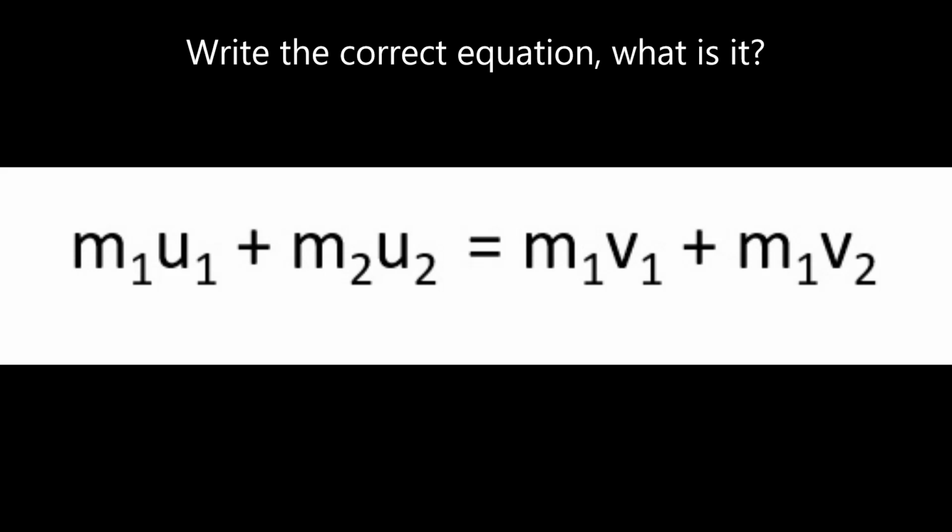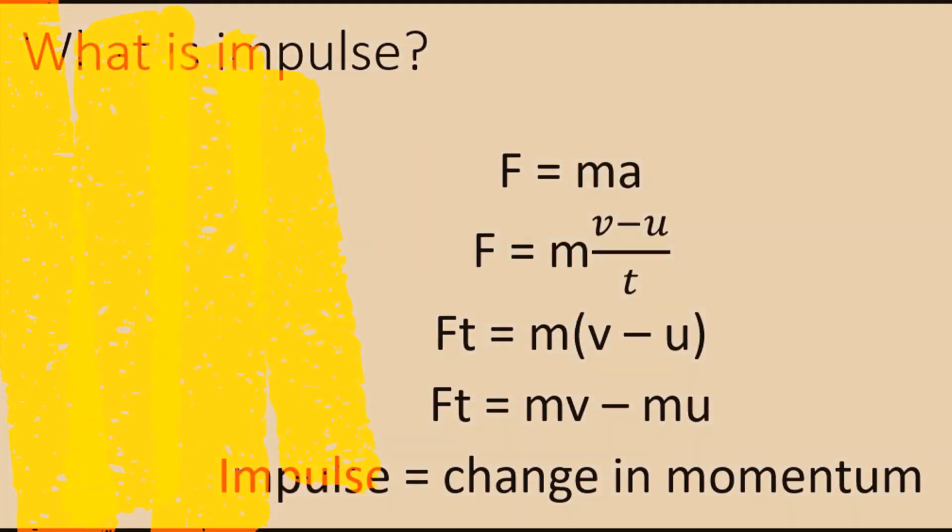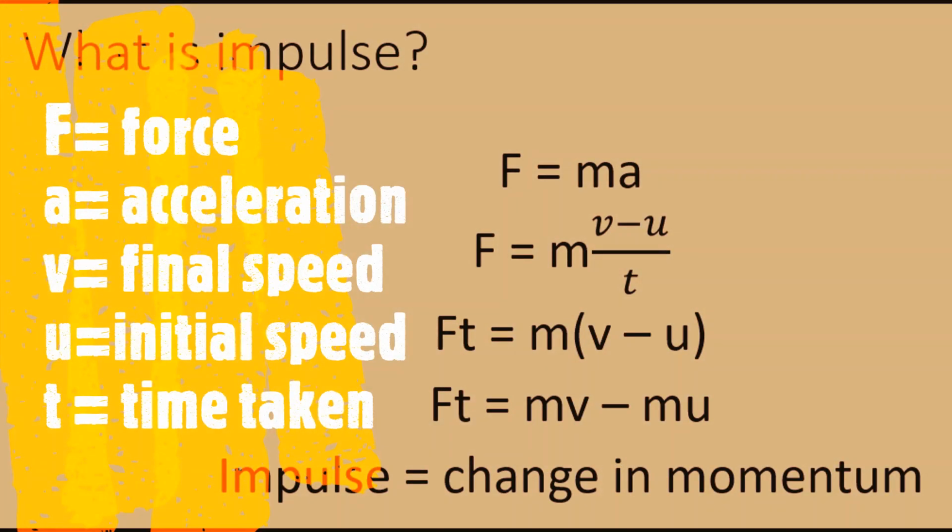So the momentum of object m2 would be m2 times v2. What is impulse? Okay, so if we use F equals ma, the equation for force, now we're going to use the definition for acceleration. The definition of acceleration is the rate of change of velocity. So if we change a into v minus u divided by t, we have F is equal to m.